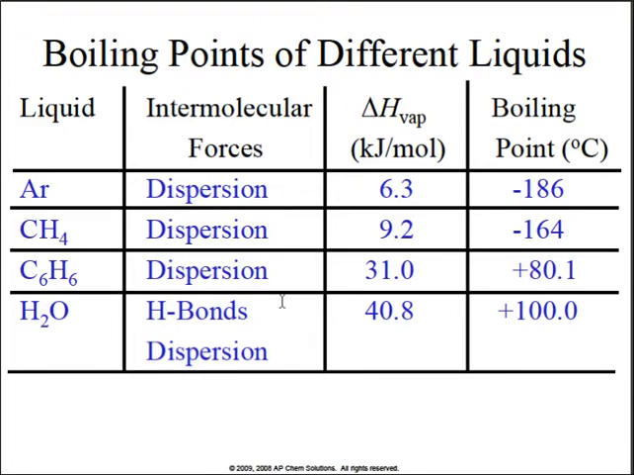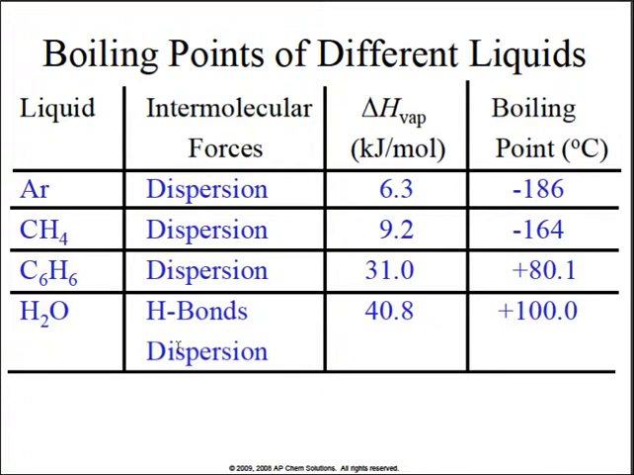If you look at this list, it shows you this. Liquid argon is a nonpolar substance, so all you have is London dispersion forces. Notice the heat of vaporization and the boiling point are very low. There's not a lot of force holding it together. Now CH4 also has London dispersion, but remember it's bigger, it's heavier than argon, so notice the higher values. C6H6 again only has London dispersion forces, but because it is heavier, it has more polarization possibility. It has a higher delta H of vaporization because the intermolecular forces are a little stronger.